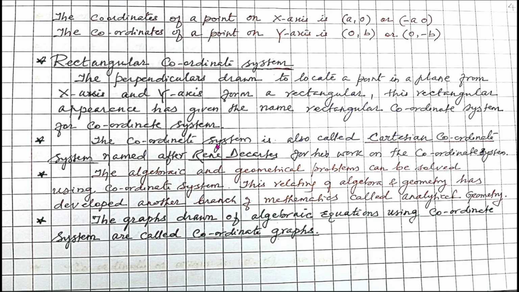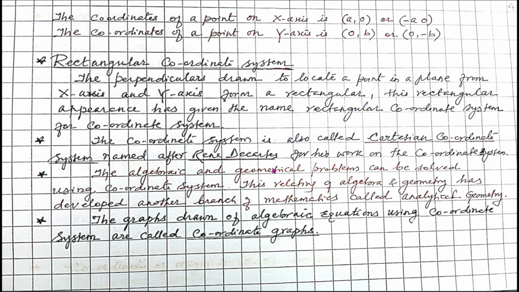The coordinate system is also called the Cartesian coordinate system, because of René Descartes. After his name we call it the Cartesian coordinate system, for his work on the coordinate system. Algebraic and geometrical problems can be solved using the coordinate system.